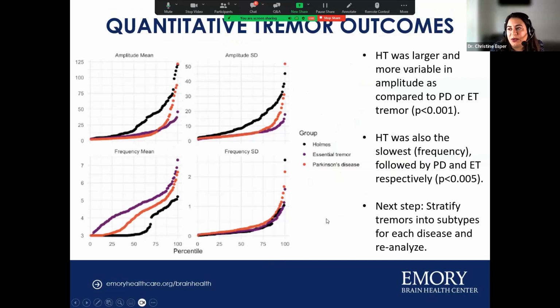So as you can see, Holmes tremor was larger and more variable in amplitude compared to Parkinson's disease and essential tremor. It was also slower in frequency as compared to the other two, as we expected. Again, the majority of the patients seen in our lab do have Parkinson's disease and essential tremor, but the data that we gather from those groups can help analyze other more unusual tremor subtypes, as I'm describing here.